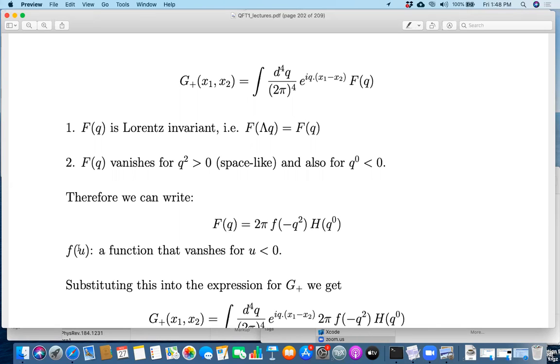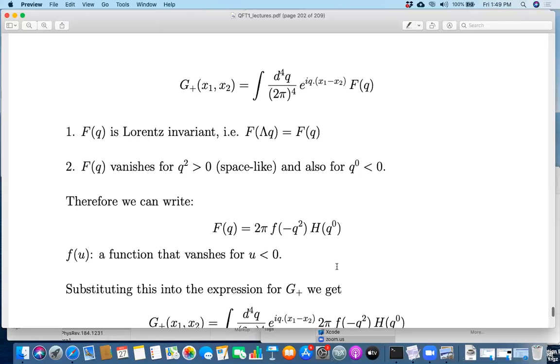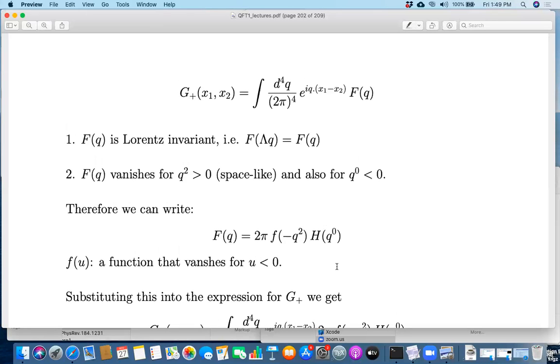And this one variable function also has the property that it vanishes for negative u, which in turn will mean that this will vanish for positive q square. So this form guarantees that f of q vanishes for positive q square, as well as it vanishes for positive q naught, so for negative q naught, and that it is Lorentz invariant. So all the properties that is encoded in 1 and 2 can be summarized by writing f of q in this form. Okay, are there questions or comments?